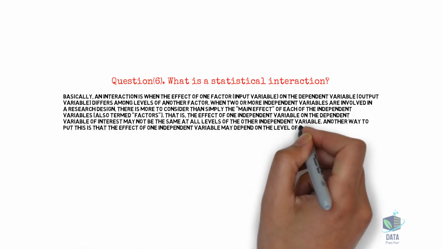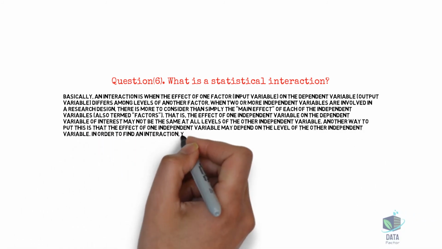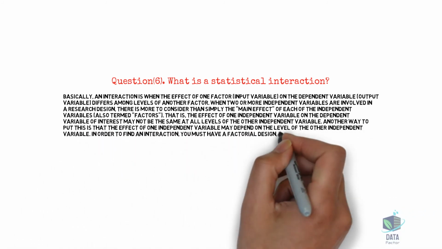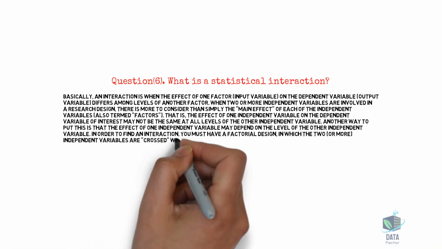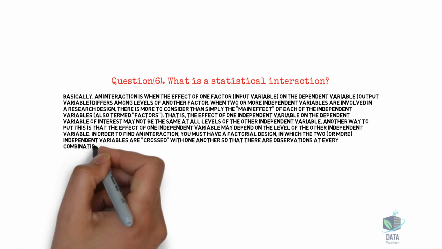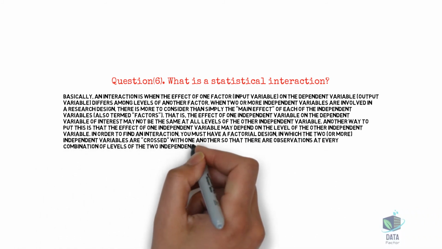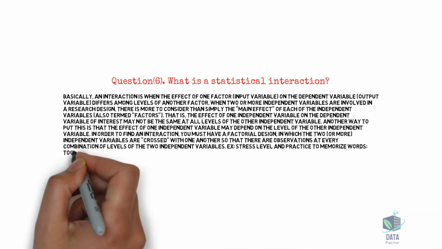In order to find an interaction, you must have a factorial design, in which the two, or more, independent variables are crossed with one another so that there are observations at every combination of levels of the two independent variables. Stress level and practice to memorize words. Together they may have a lower performance.